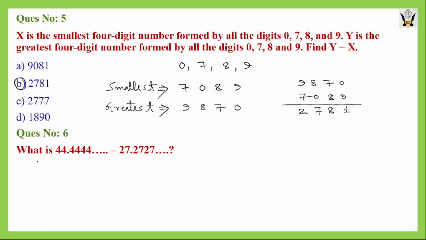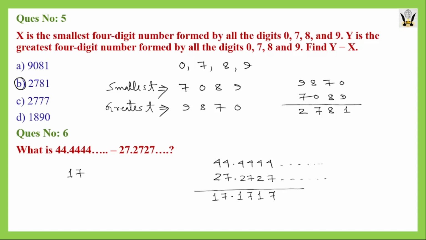Now the next question says, and this is also a recurring decimal. Again, this is also recurring. So what will be the result of this subtraction? It will be 7, then 1, then again 7, then 1, and here again 7 and 1. Then it will be 17.17 and then bar. With respect to this bar, if we represent, this will be the number.